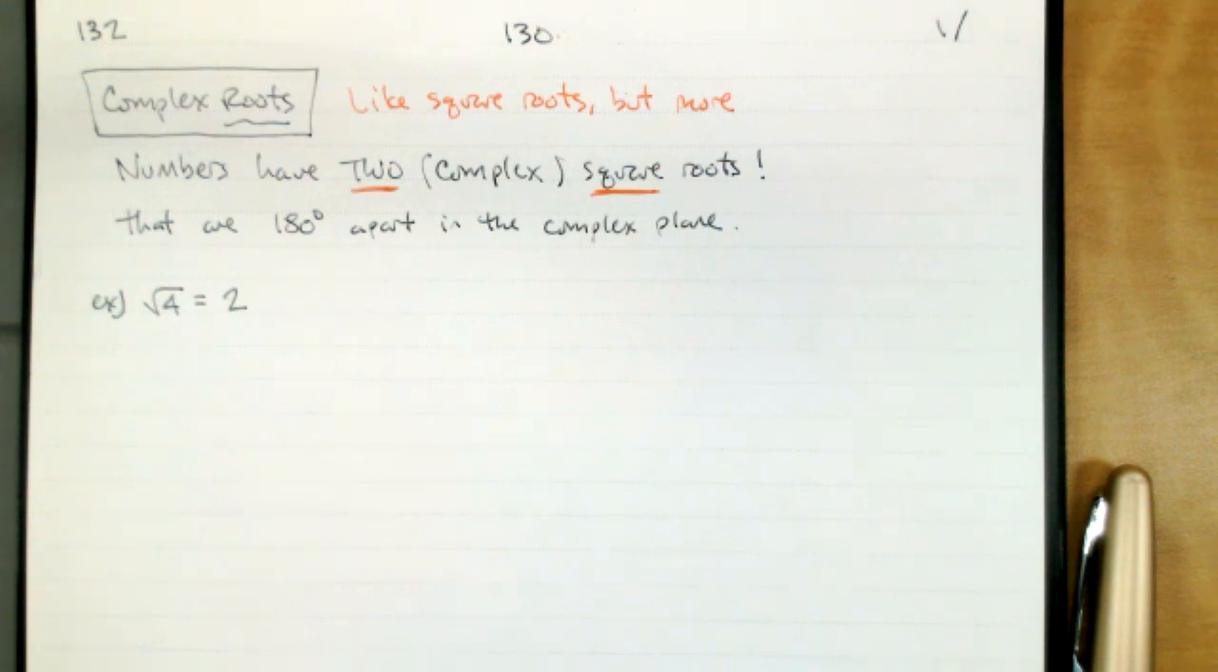First, we're going to observe that numbers have two complex square roots. There are two square roots. They'll be 180 degrees apart in the complex plane. Note that when we use the radical symbol, we're referring to the principal square root. So the radical symbol refers to the principal or the positive square root.